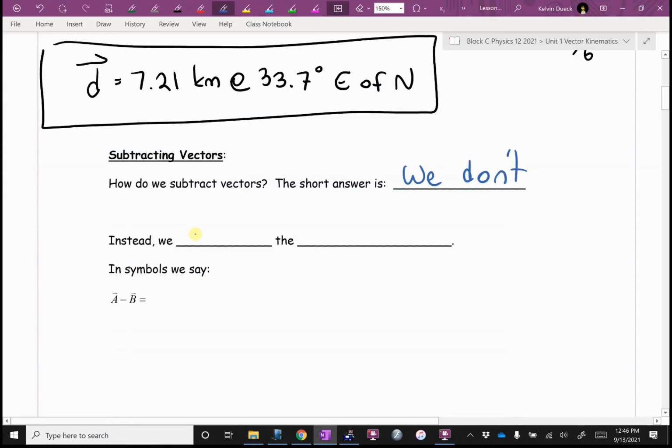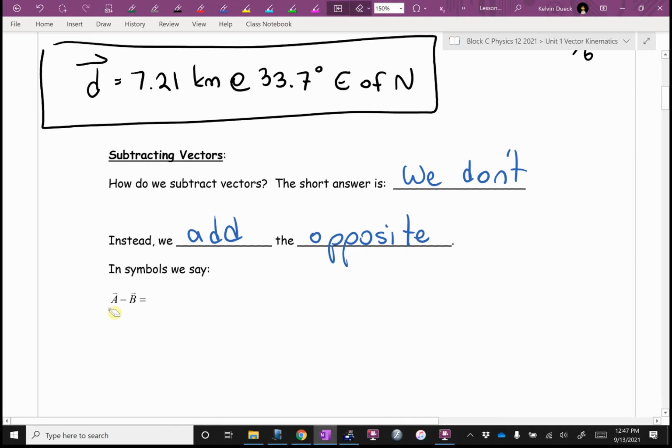So instead, we're going to add the opposite. Rather than memorizing a whole new rule, why don't we just cleverly turn it into an addition? And then since we're adding, how will we add them together, Deegan? Draw them tip to tail. In vector symbols, we say this.